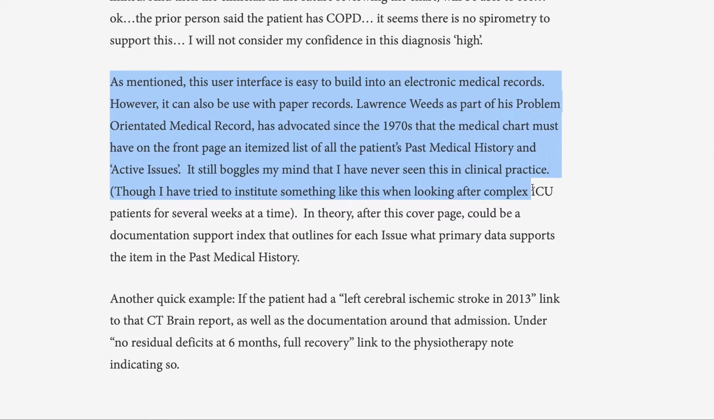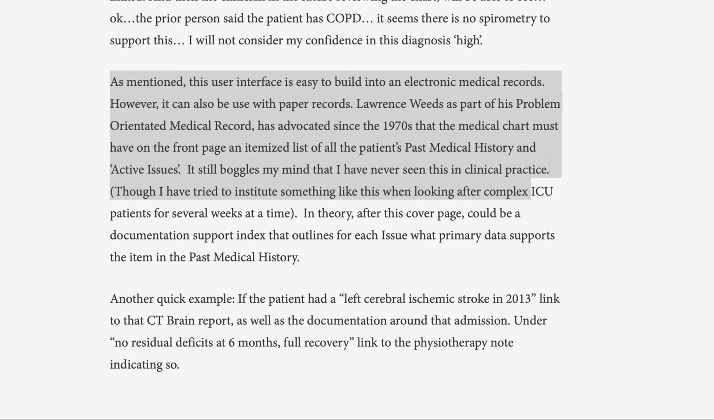This is not a radical new idea, okay? Lawrence Weed has been describing this as part of his problem-oriented medical record ever since the 1970s. And in particular, Larry Weed, not Lawrence, has advocated, over 50 or 60 years ago, that on the very front page of the medical record, there should be a list of the patient's past medical history and of the active issues. And this list needs to be kept updated.